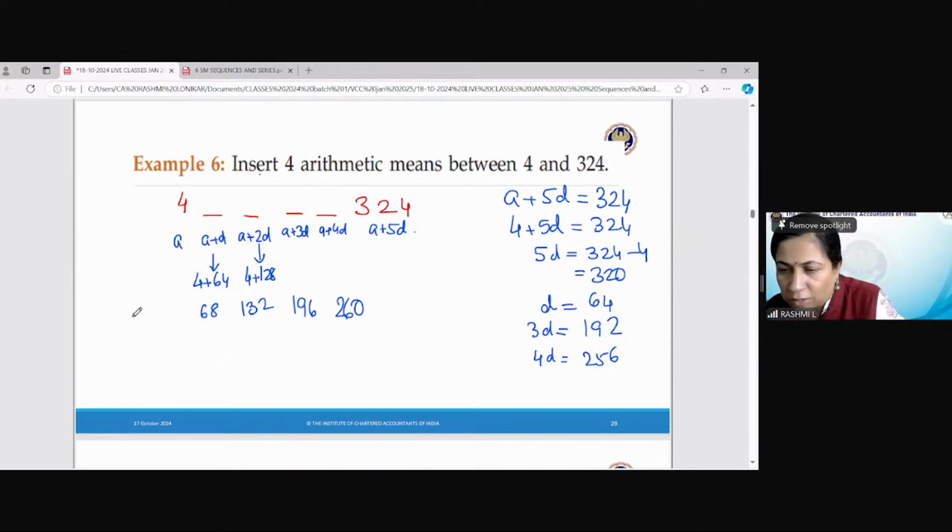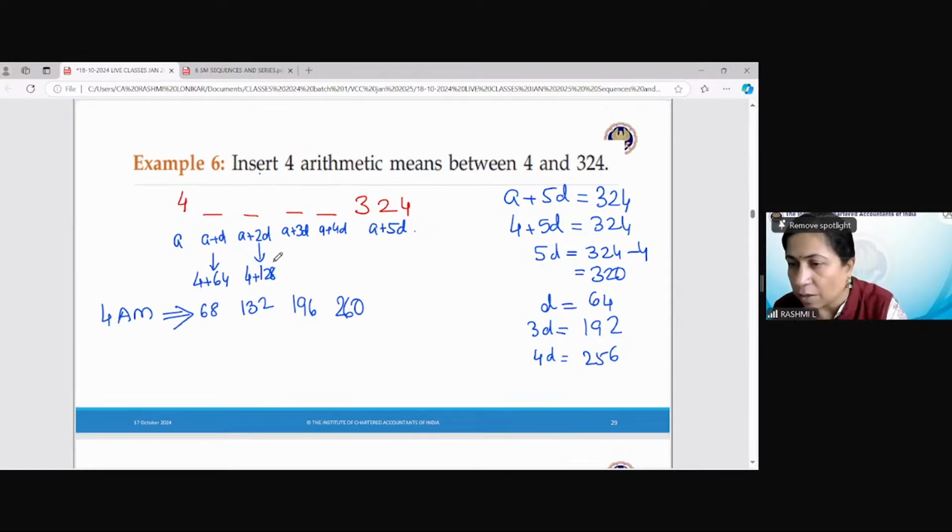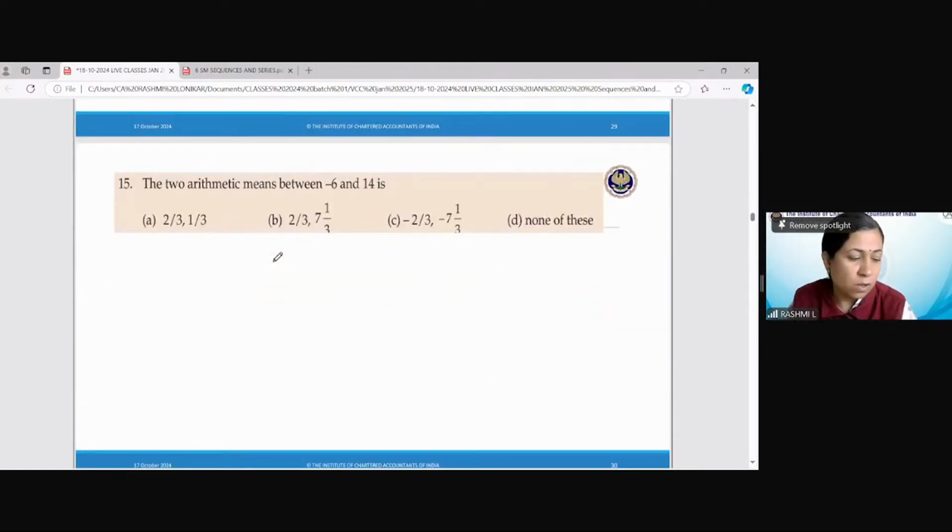So what are the four? These are the 4 arithmetic means to be inserted. Pavan, just check this thing. I hope all of you are understanding this, and those on YouTube, please don't forget to press the like button.